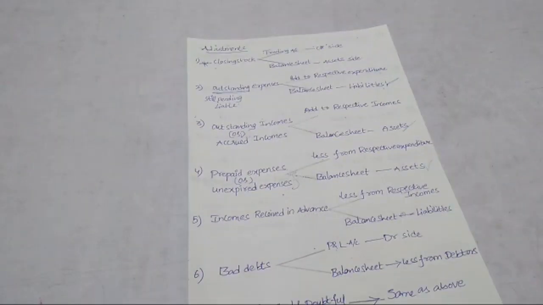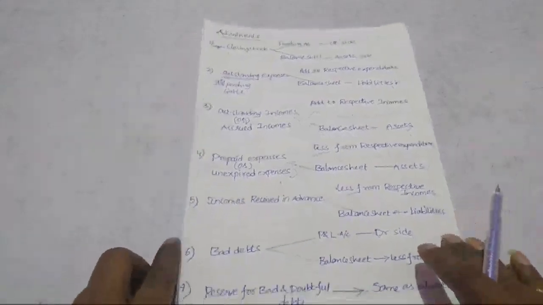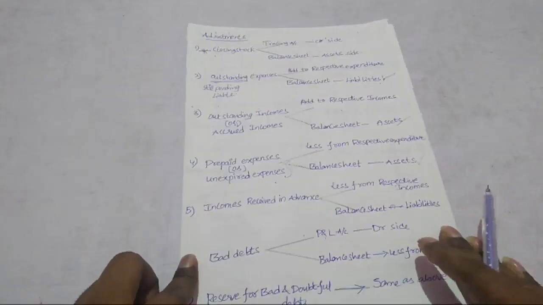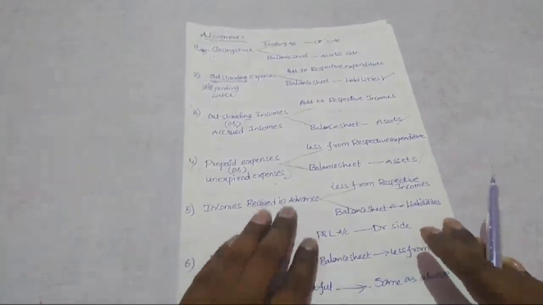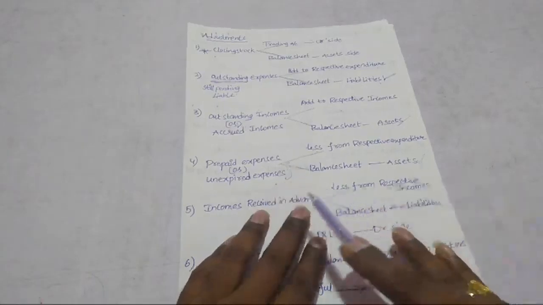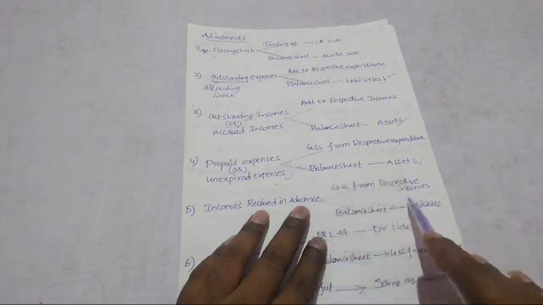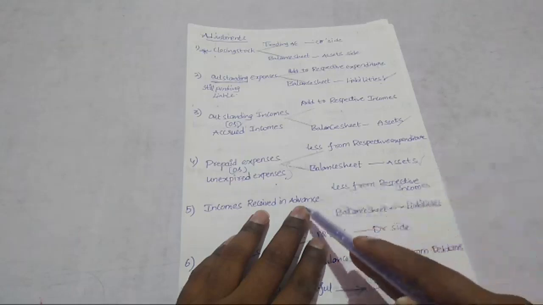Income received in advance. As we may pay any expenditure in advance, in the same way we may receive some incomes in advance. So, for example, interest received in advance. Whenever we receive any income in advance, that received advance amount must be deducted from the respective incomes. Suppose commission received, and commission received in advance.